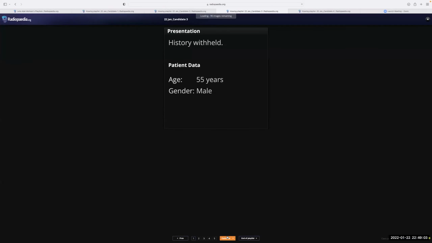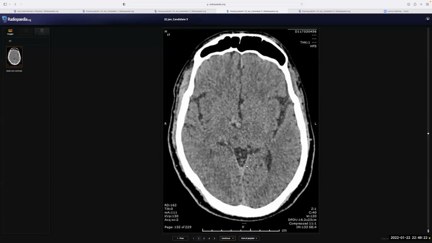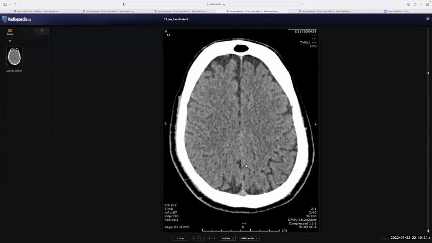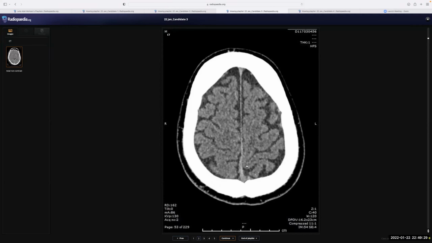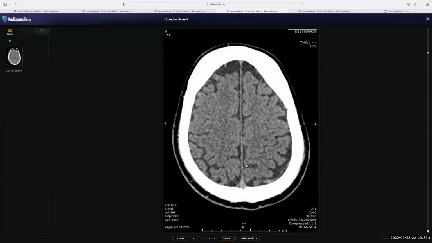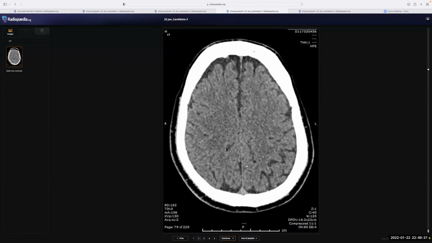55 years old male with health history. Okay, I've been provided with selected axial images of cranial CT. I think it is, yes, non-contrast enhanced. No history was given for this 50 years old male. I'm trying to look from craniocaudal at the images.